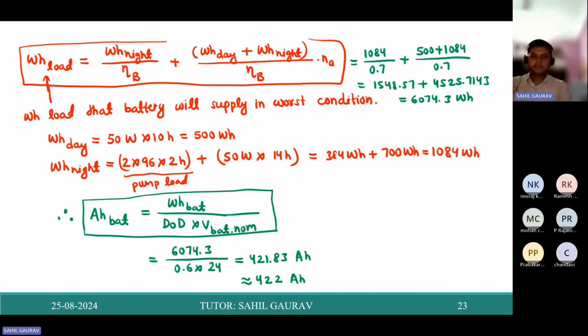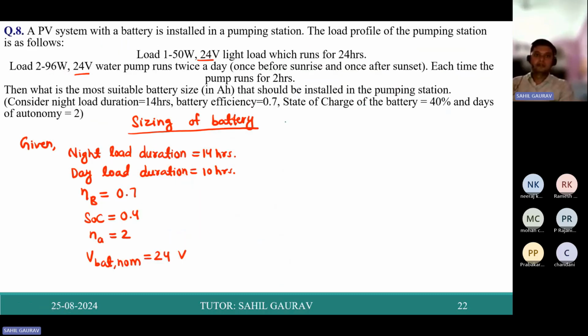Right, so we got the answer 422 ampere hour. So the correct answer for this problem is 422 ampere hour.